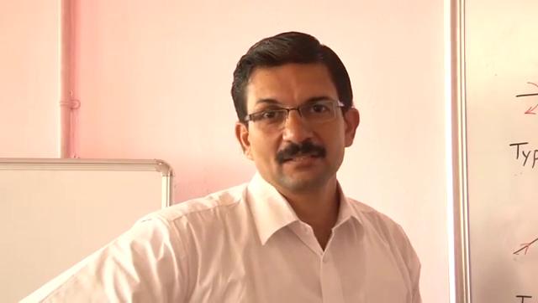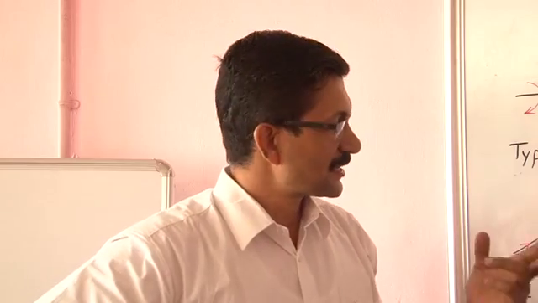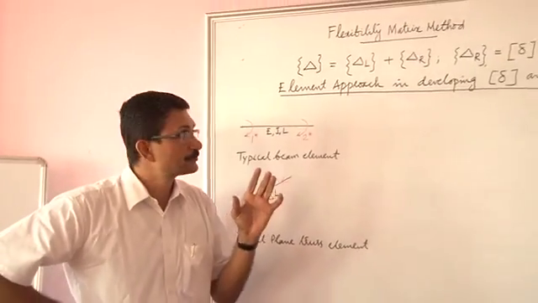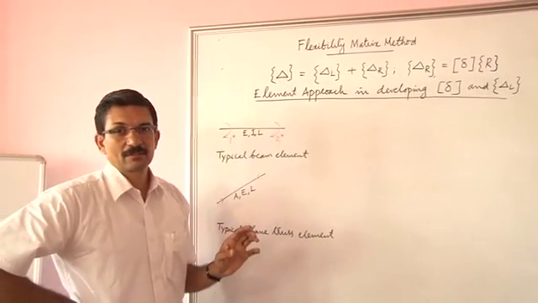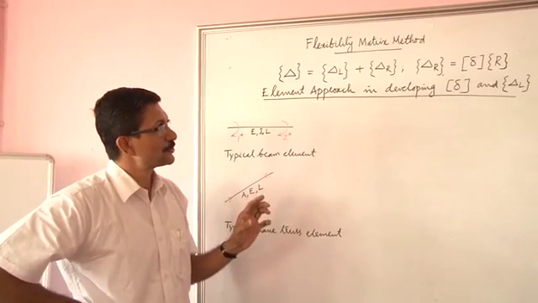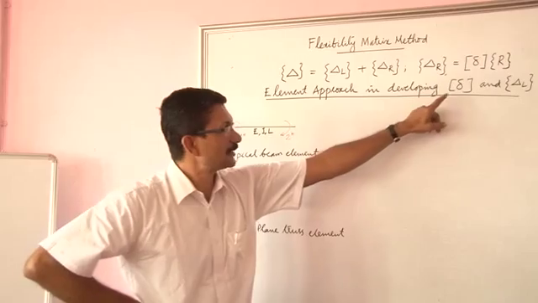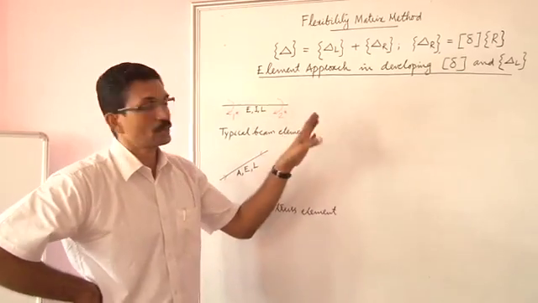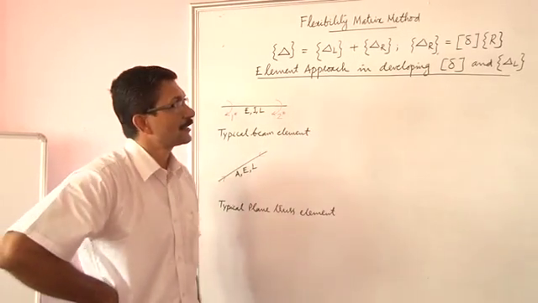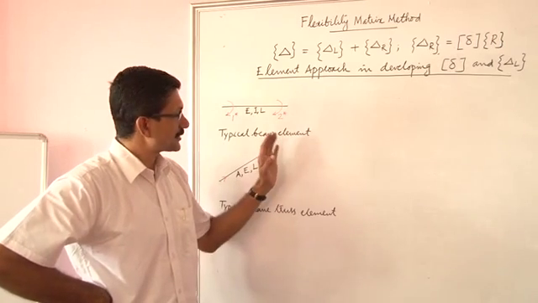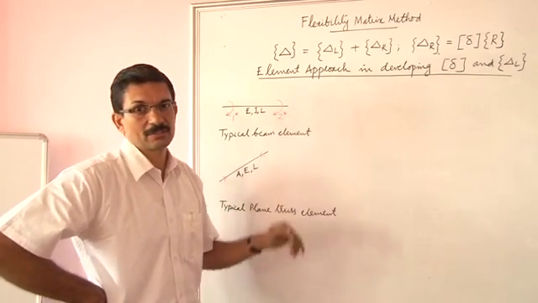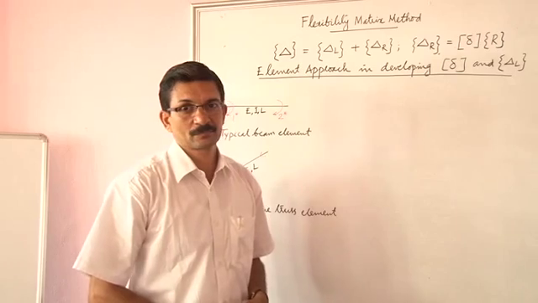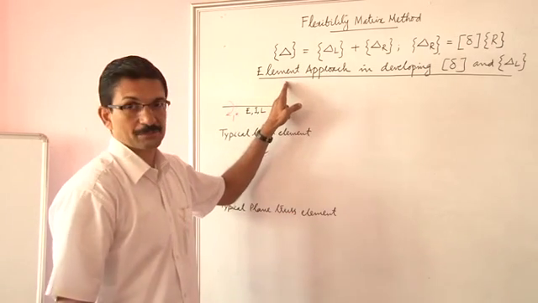In the previous 3 or 4 sessions, we have been discussing the flexibility matrix method. In those sections, we have learned how to develop the flexibility matrix, that is the delta matrix, and the displacement vector delta L through the structure or system approach directly. Now here we are going to discuss a systematic approach through which we can develop the flexibility matrix and the displacement vector. We call that the element approach.